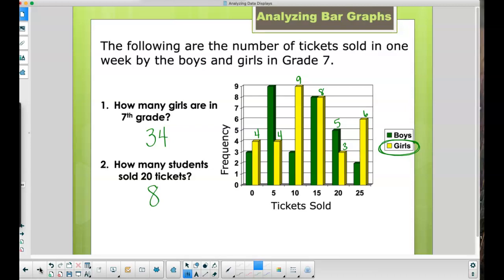Just reading the problem. So if I asked for girls, I would have only wanted 3. If I asked for boys only, I would have wanted 5. But because I said students, I want them together. What if I said how many students sold at least 20 tickets?